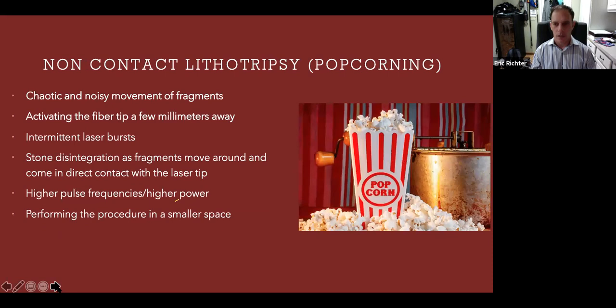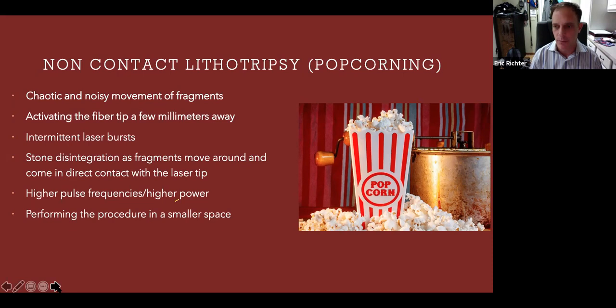So again, this whole concept of popcorning, which is the non-contact lithotripsy, where you're not actually having the fiber directly on the stone. Essentially, it's the chaotic and noisy movement of fragments, and that's why they call it popcorning. If you've ever seen popcorn being made out of a traditional machine, it's just sort of going all over the place. Basically, you keep the fiber tip a few millimeters away from the stone within the calyx, and then fire the petal with intermittent bursts.